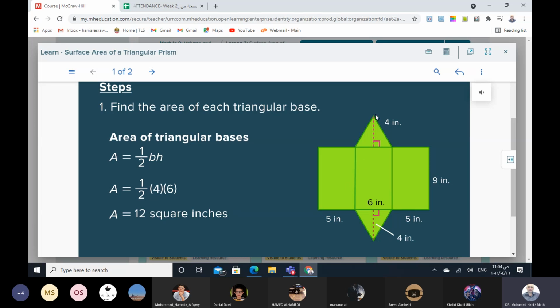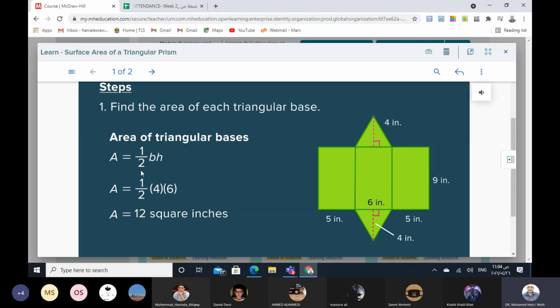So try to find the area of the base. What is the type of this base? Triangle. How to find the area of a triangle? We can use this rule. A, the area, equals 1 over 2 multiplied by the base, multiplied by the height.